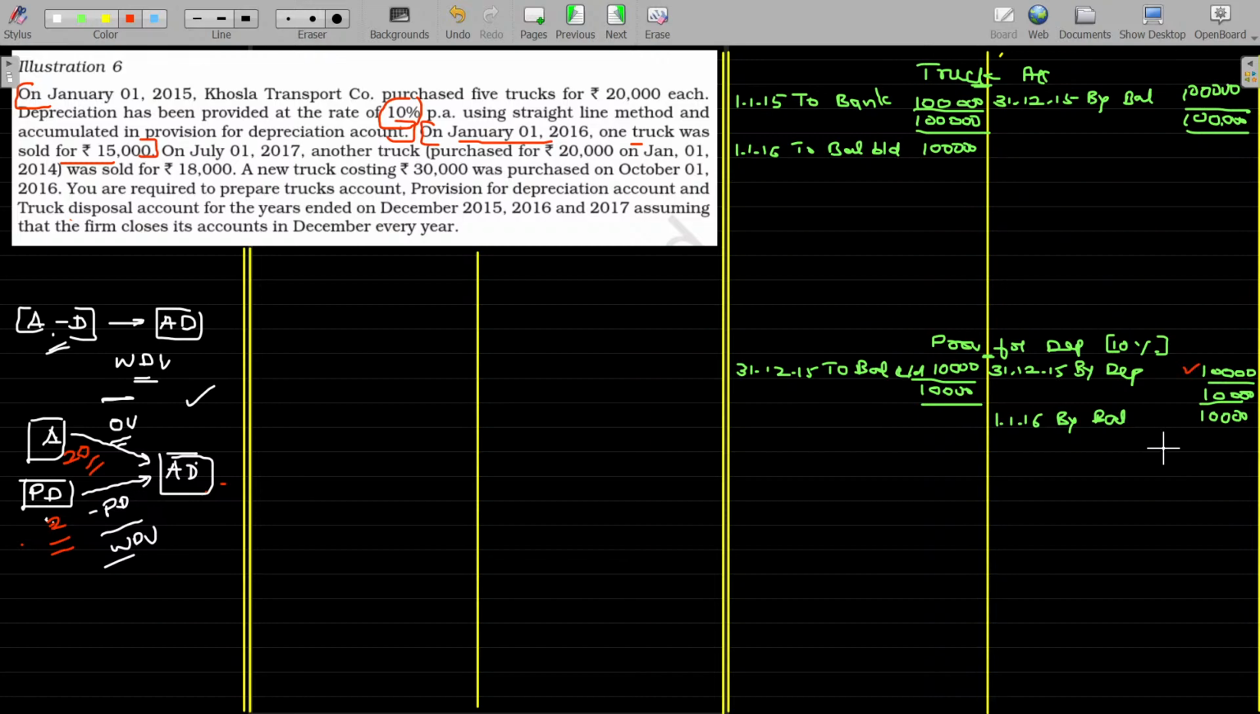When we sell assets through the asset disposal account, where we have accumulated the depreciation in a separate account called provision for depreciation, the original value of the asset sold is transferable from the asset account to the asset disposal account, and the accumulated depreciation on the asset sold is also transferable from provision for depreciation to the asset disposal account. Now, I am transferring to the truck disposal account.